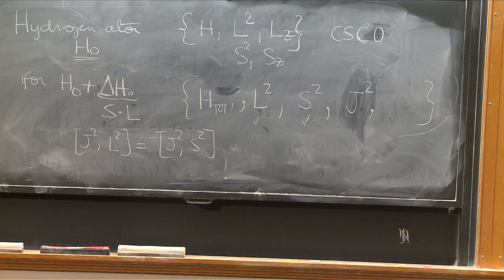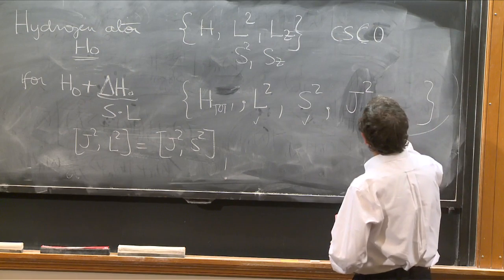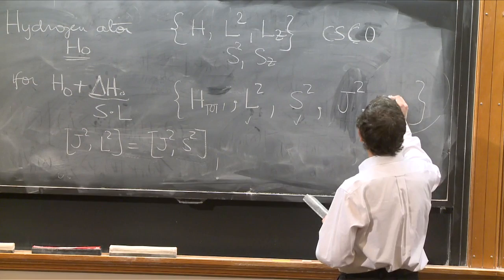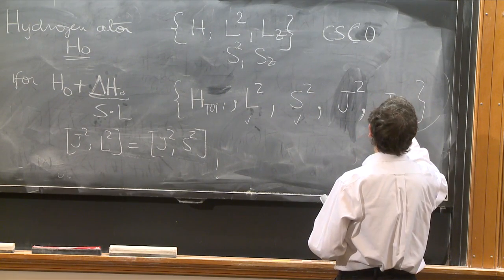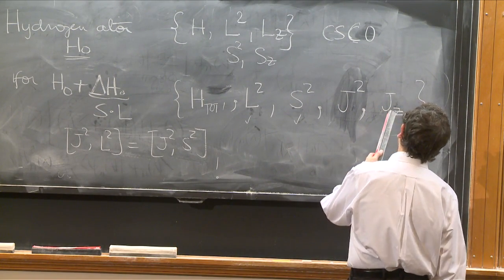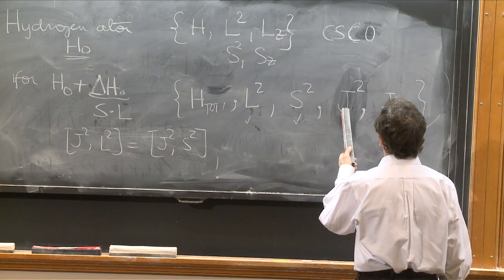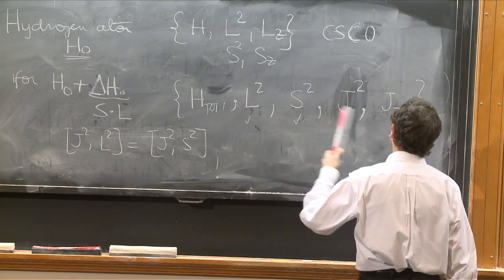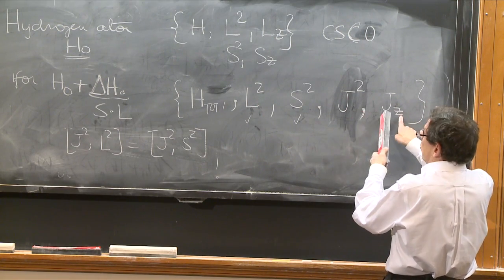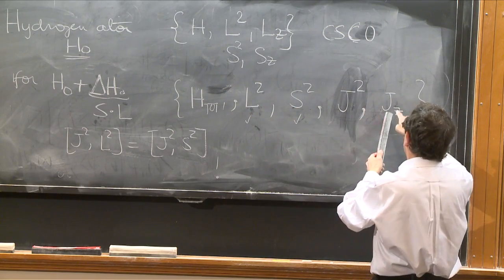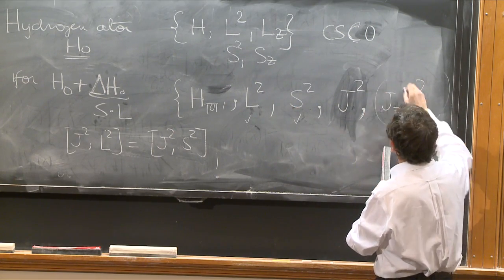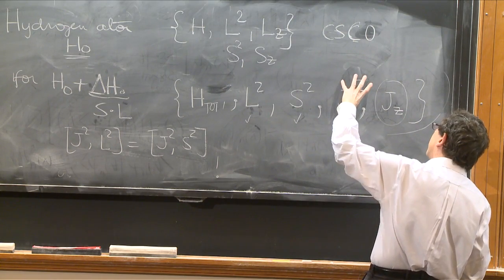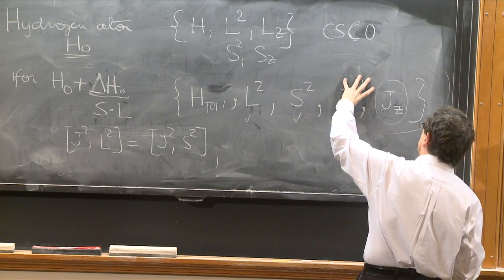J squared is a good operator to have. And now we can get one more kind of free from here, which is jz, because jz commutes with j squared. Jz commutes with these things. And jz, which is a symmetry of the original Hamiltonian, also commutes with our new interaction, the L dot S, which is proportional to j squared.